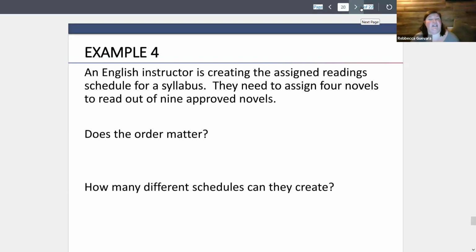An English instructor is creating an assigned reading schedule for a syllabus. They need to assign 4 novels to read out of 9 approved novels. Does the order matter? In this case, yes, because the schedule will change. If you're going to read Pride and Prejudice, whether you read it as the first, second, third, or fourth book, that is a different schedule that needs to be created. So yes, order matters. After I pick those 4 books, the different orders of the 4 books create different schedules.